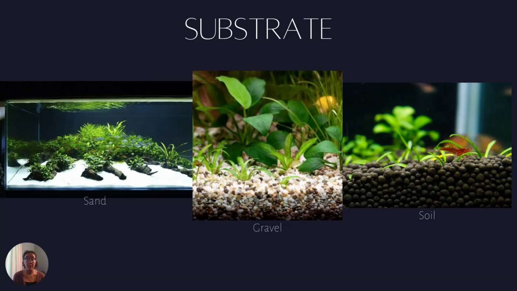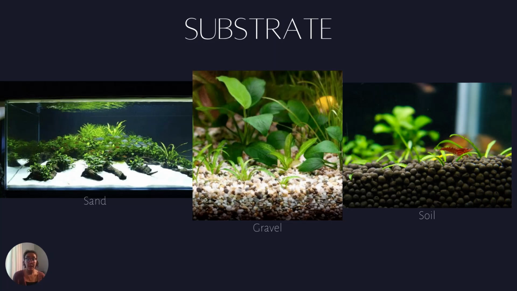The second substrate option is gravel. This is commonly seen at a lot of pet stores. It can be easier for plants to root in between because gravel is not compact. Gravel also tends to hold food particles, however, making it harder for it to clean.